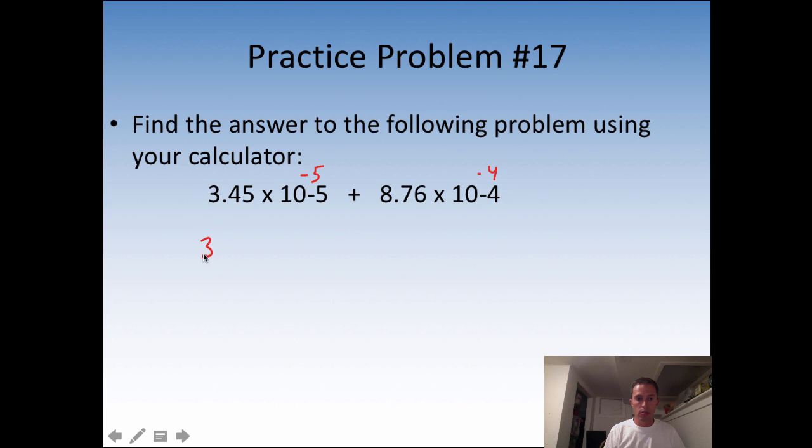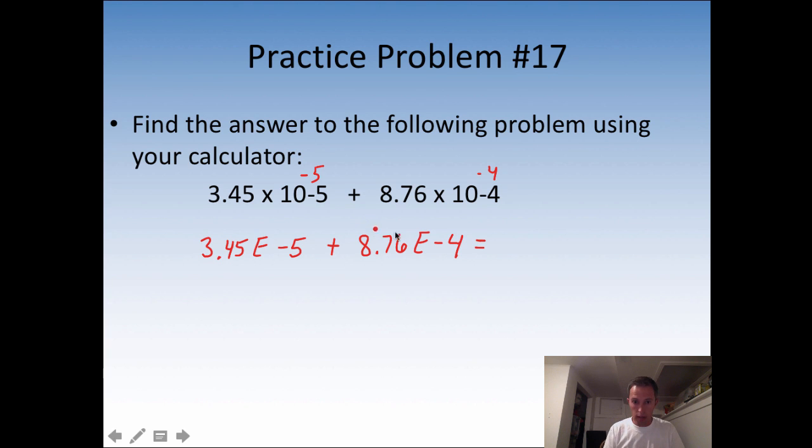I would put 3.45, hit the big E button, and then you have to put a -5 in, and then let's hit the addition button, 8.76, big E, and the -4. Now if you put it in your calculator just like that, let me see if I can get this answer right. 3.45 big E to the negative 5 plus 8.76 big E to the minus 4.